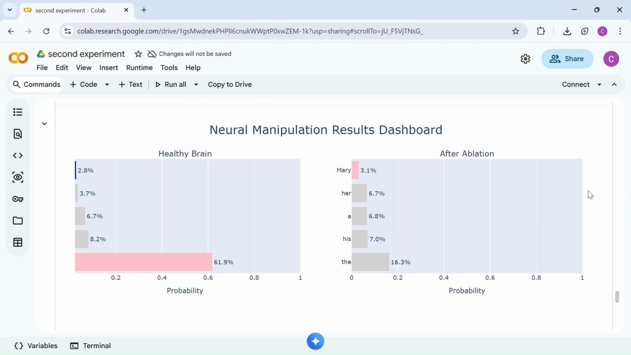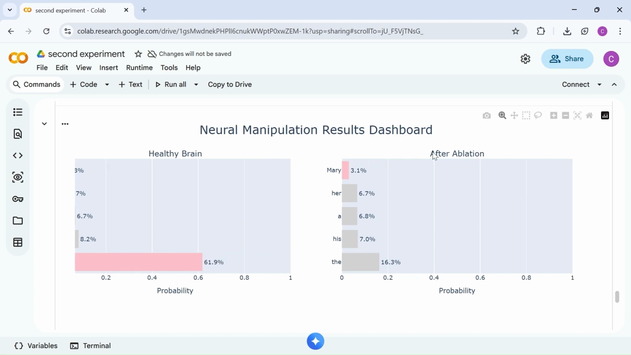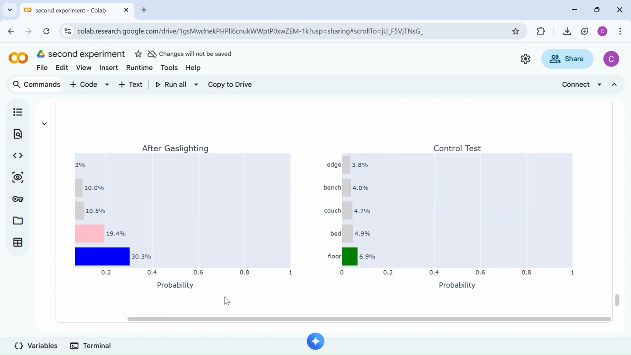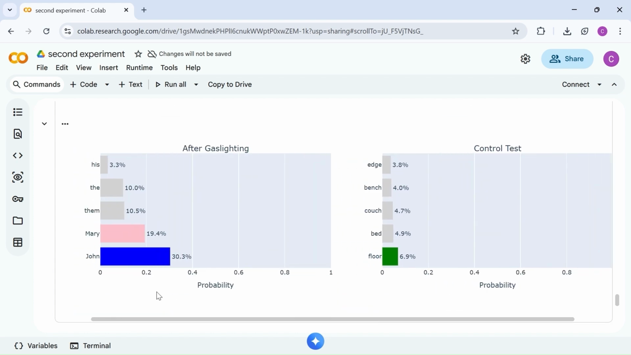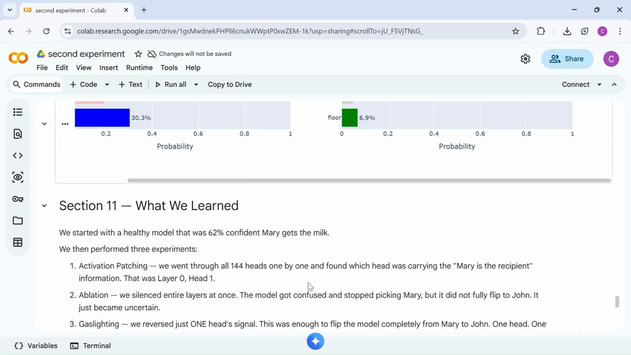Let's move on to section 10, which is basically about all of the graphs that you had seen before. So, the first graph shows you the healthy brain or the healthy model. That is basically when the model gives you the answer as Mary. The second graph shows you that after ablation, the confidence in decision Mary drops. So as you can see here, it drops from 61.9 to 3.1%. The third graph shows you the gaslighting of the model, where we are forcing the model to give the answer as John. And the fourth graph shows you the control test or the sanity check, where you had tested a completely unrelated sentence about the cat sitting on the floor, and hence the answer is floor.